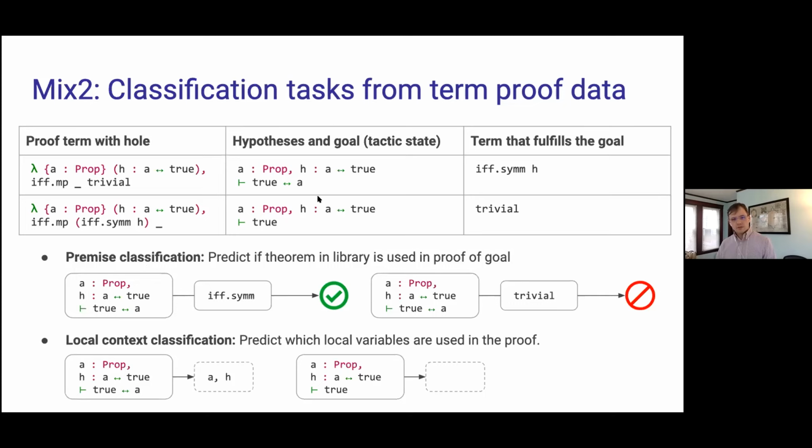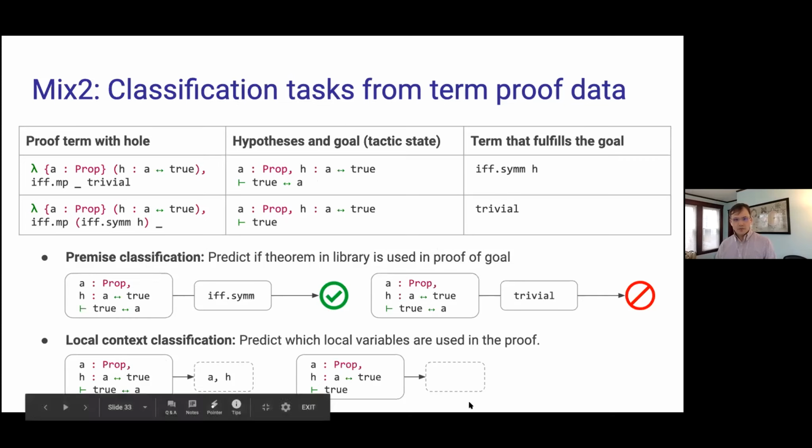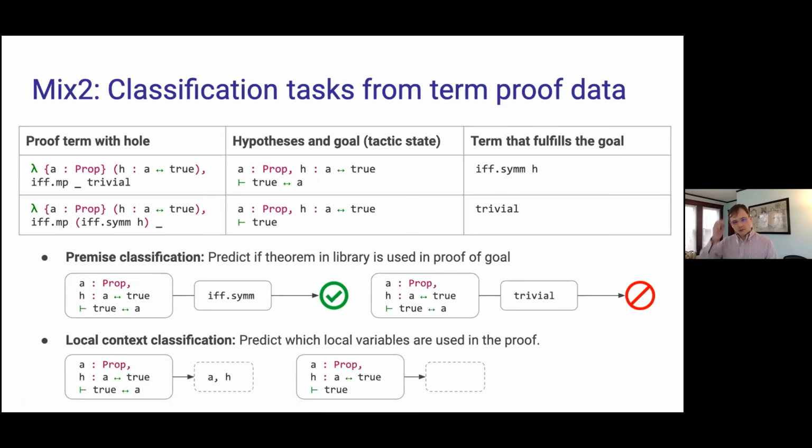So by taking this goal, again coming from the proof data, and the lemma used in the proof, we can say this goal and that lemma, that's a useful pairing. That lemma was used in this proof, so that's like a yes classification. And then if we take some arbitrary other lemma that wasn't used in that proof, then that's a no. So this is a form of classification, and it helps the model figure out what premises to use, or that's the idea. You can also do something similar with the local context.